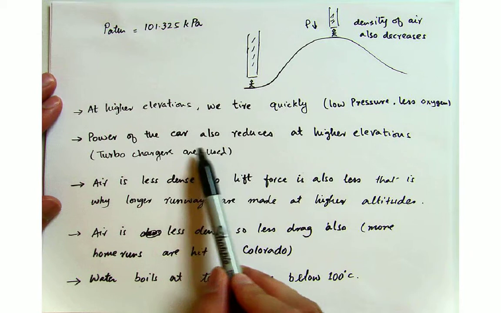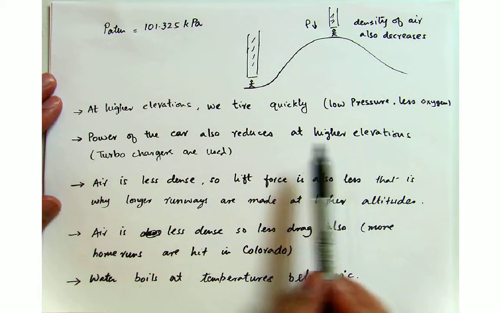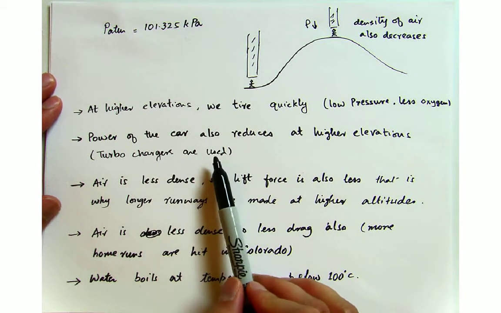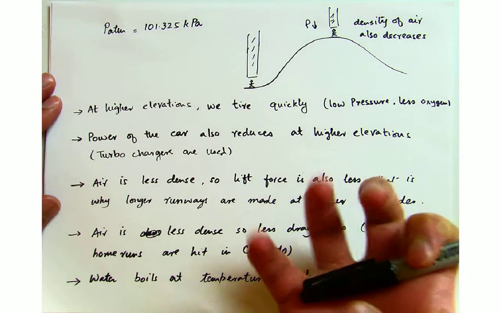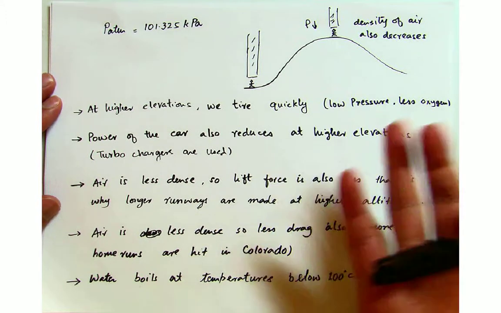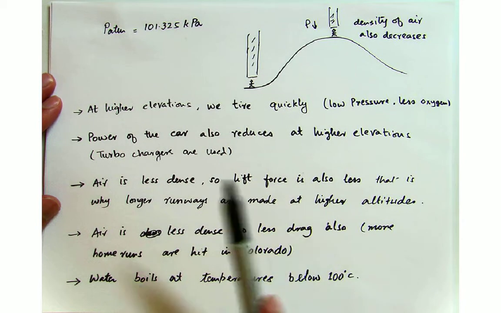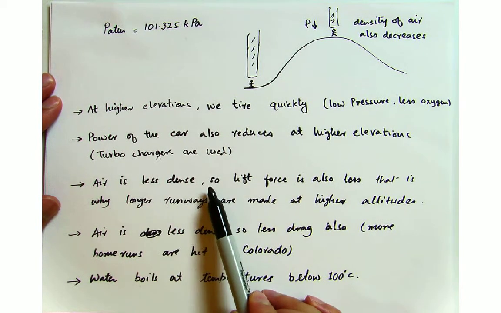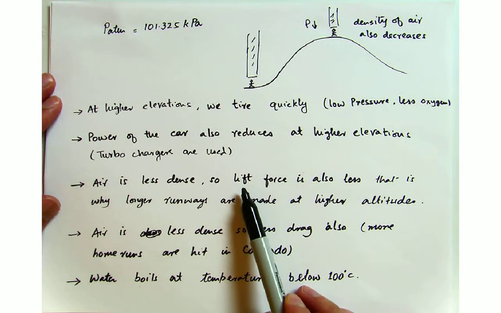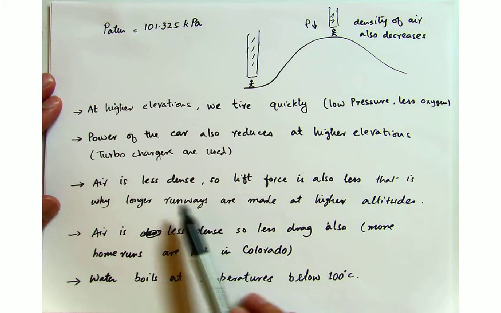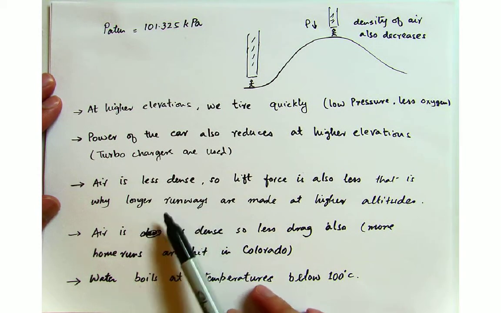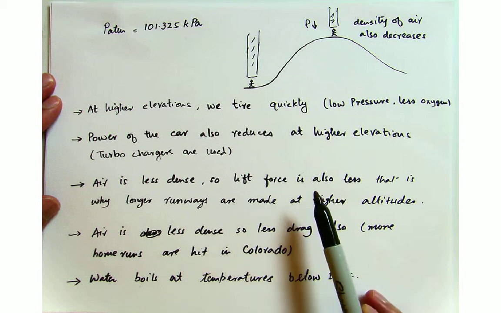The power of the car also reduces at high elevations, and that's why you would need turbochargers to compress the air so that you have complete combustion and more power. Air is less dense, again at higher elevation, so lift force is also less. That is why longer runways are made at higher elevations.